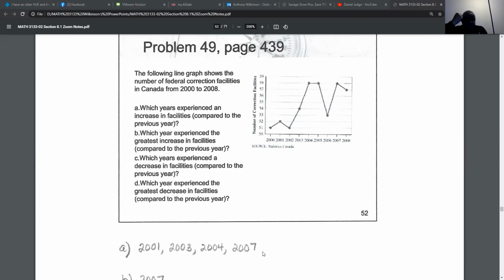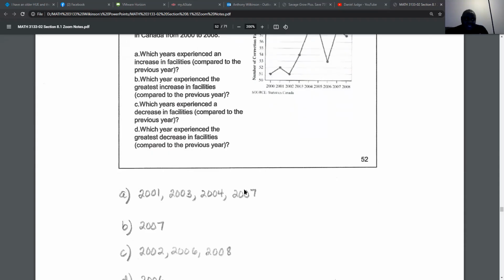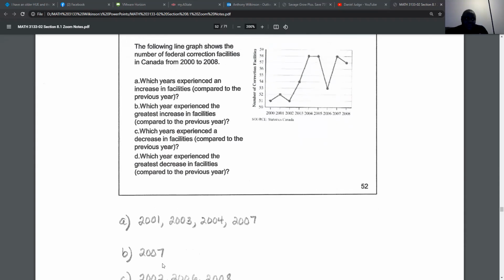That's part A. Now part B, what year experienced the greatest increase in facilities compared to the previous year? The greatest increase, I think it's going to be right here, where this big jump goes from 53 up to 58. And it happened in 2007. So that's part B.